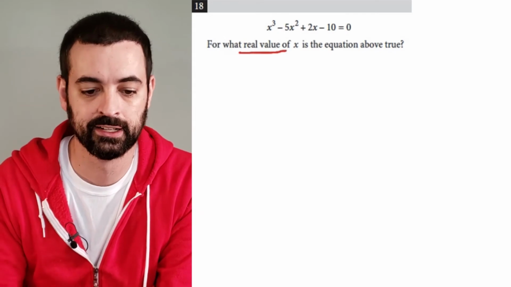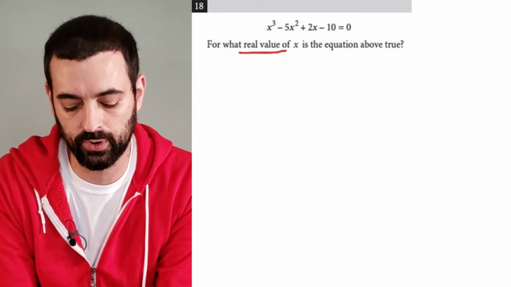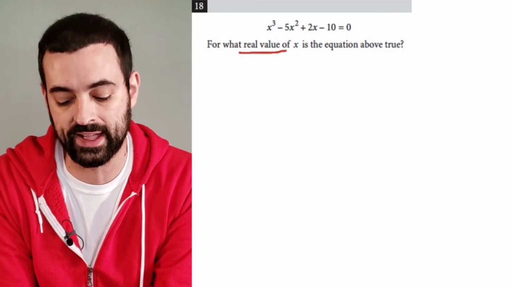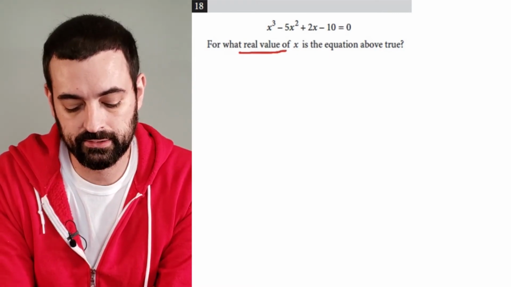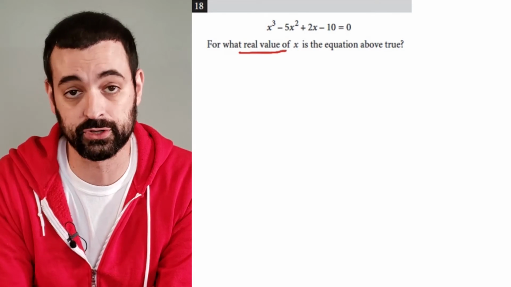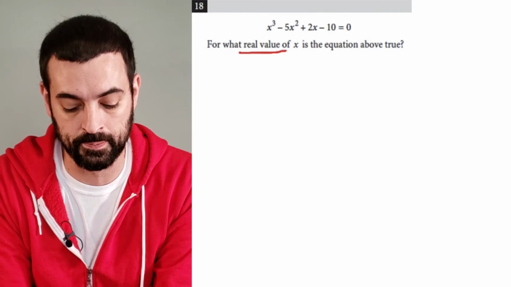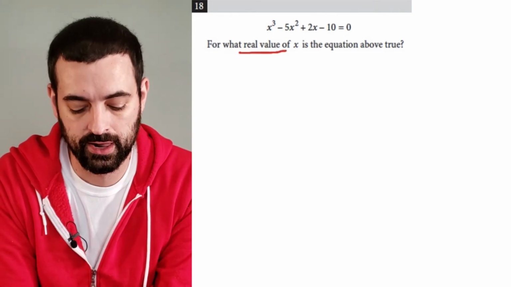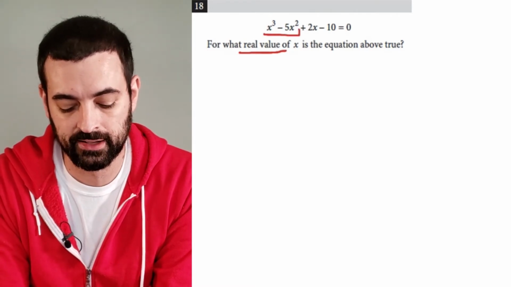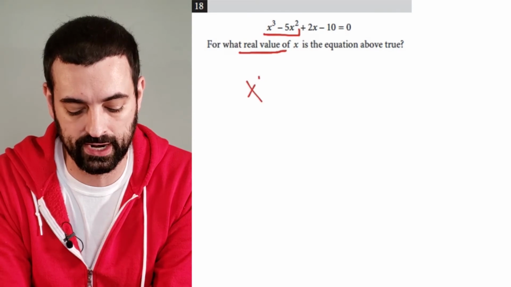This is Test 4, Section 3, number 18, and they want to know for which real value of x is the equation above true. This is the only question where I've seen us have to group terms, but that's a reasonable thing to learn too. Let's check it out.